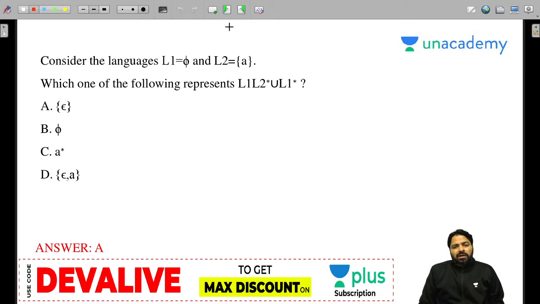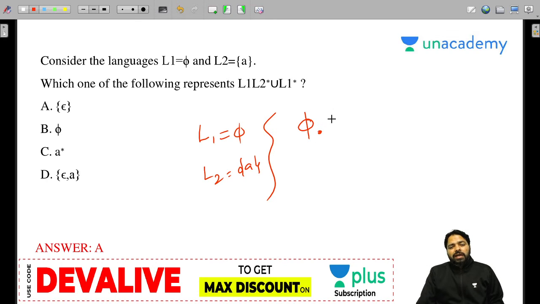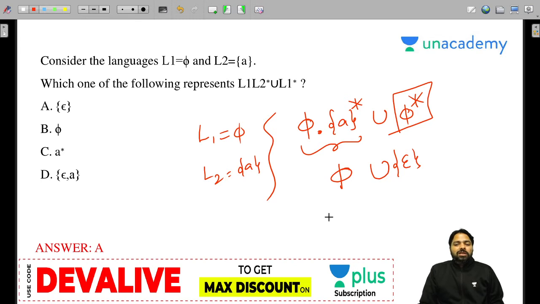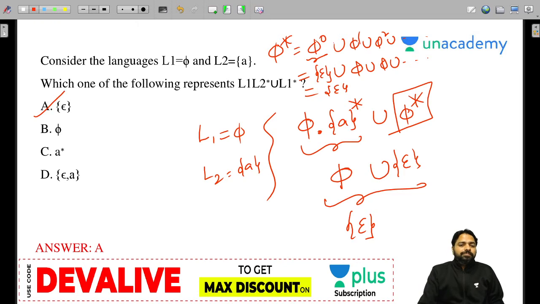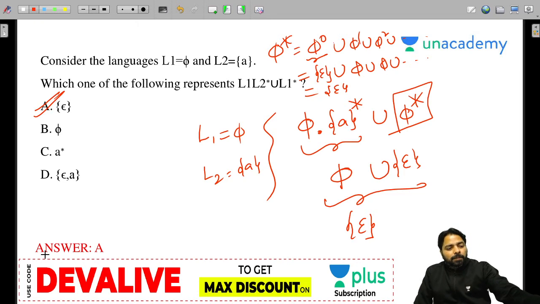Okay. L1 is phi, L2 is a. Very simple language. Now what are they trying to say? L1 dot L2 is a, and all star union L1 star, that is phi star. And you know, phi dot anything is phi. Union phi star, everybody should know that is epsilon, because phi star means phi power 0 union phi power 1 union phi power 2 and so on. But phi power 0, anything power 0 is epsilon, guys. Remaining are phi, so this result is epsilon. So phi union epsilon is epsilon. Clear?